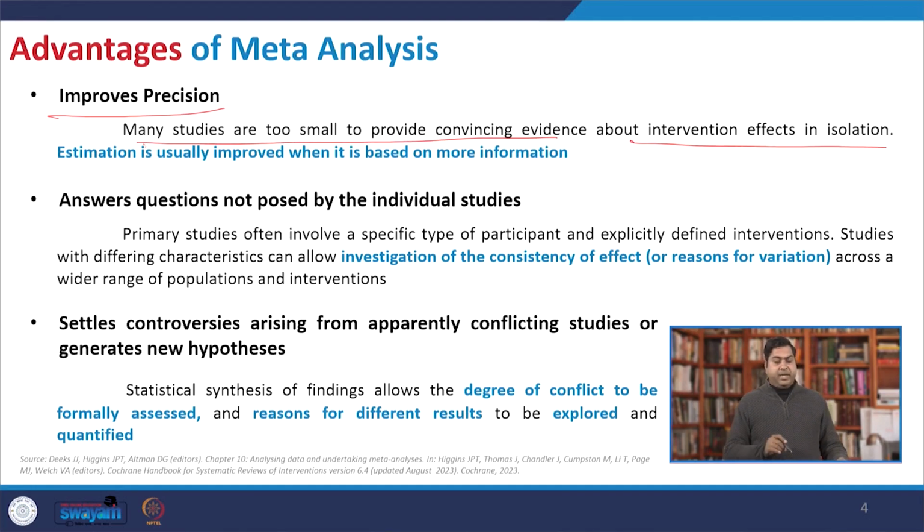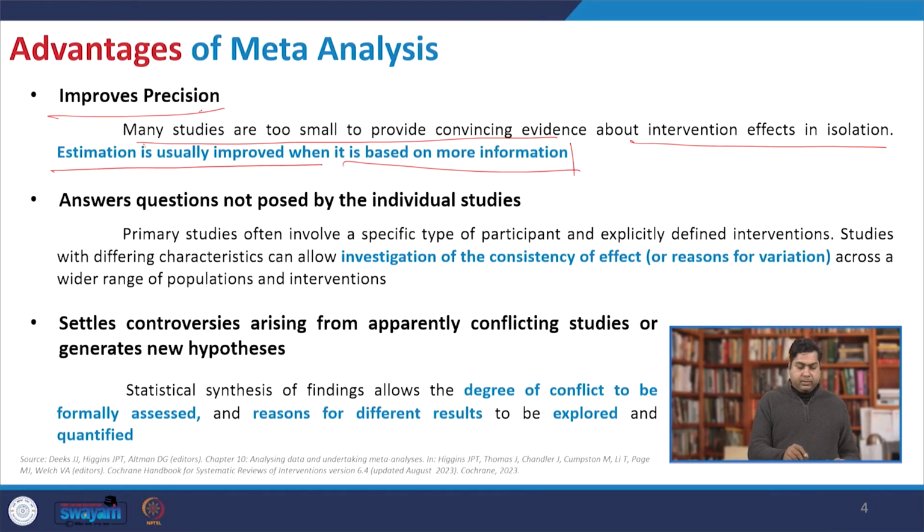So, in some cases it is obvious, and it was found in many such instances, that estimation is usually improved when it is based on more information. So, if you have a very small sample size, if you only do a particular group size, then probably it may be a biased outcome, or maybe it is not very clear evidence of that particular phenomenon. So, normally if you have more information and it can fit well into your analysis, you can expect a better outcome.